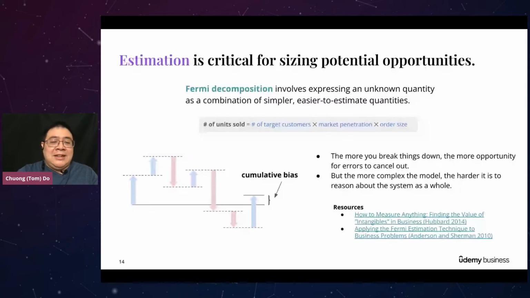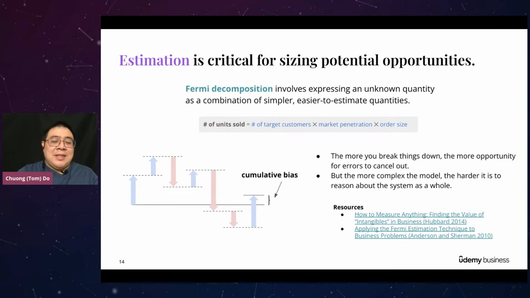So first of all, there's the idea of estimation, right? If you're working on a product, oftentimes you want to understand, what are the right problems to be solving? Estimation is critical for sizing potential opportunities. A very common strategy is known as Fermi decomposition, which is really taking a quantity that you don't know, breaking it down into a combination of simpler, easier to estimate quantities.